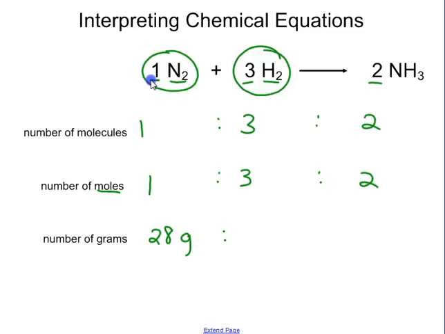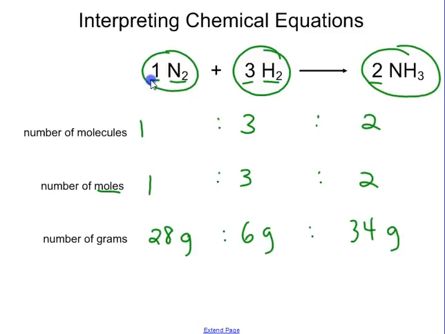If we were to figure out the mass represented by 3 moles of hydrogen, 1 hydrogen molecule is 2 grams, so 3 moles would be 6 grams. So you would need 28 grams of nitrogen to react with 6 grams of hydrogen. This will produce 2 moles of ammonia. Well, 1 mole of ammonia weighs 17, so 2 moles weighs 34 grams. So what we see here, 28 to 6 to 34, is not a 1 to 3 to 2 ratio. So the number of grams is a different ratio than the mole ratio, the molecule ratio.